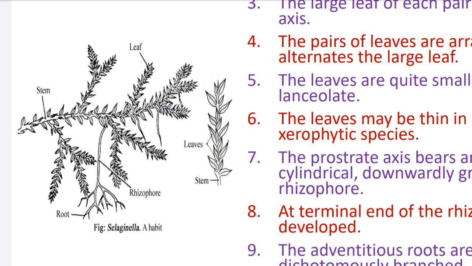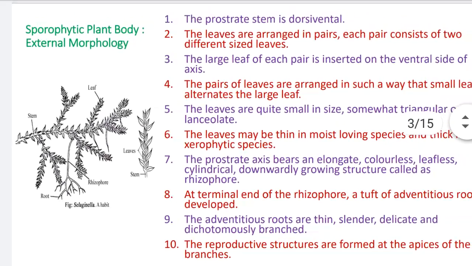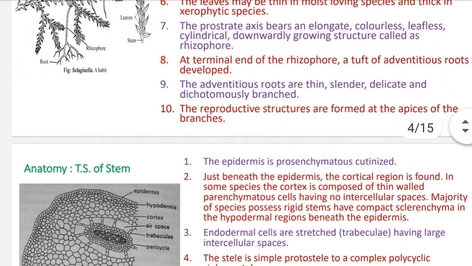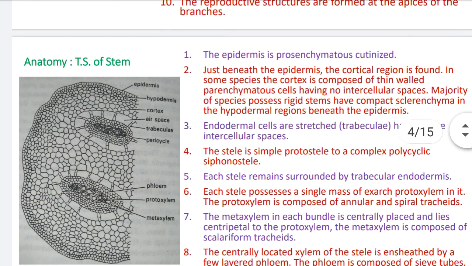The leaves are there, small leaves, larger leaves. Okay, the stem, then the stem produces the rhizophore. Rhizophore again produces dichotomously branching roots. They are adventitious roots. Okay, then the stem is branched, etc. These are characteristic of the habit of Selaginella.